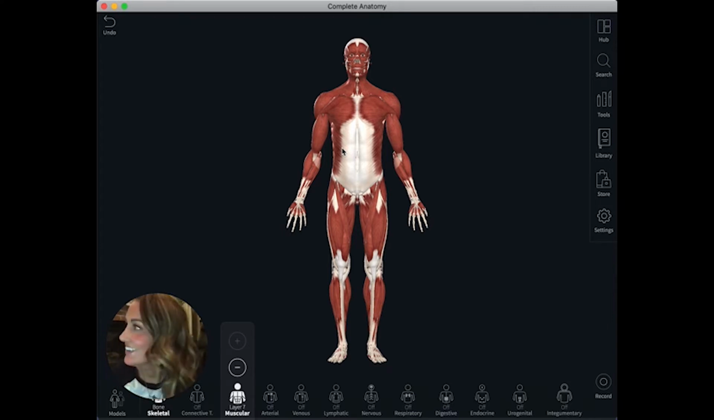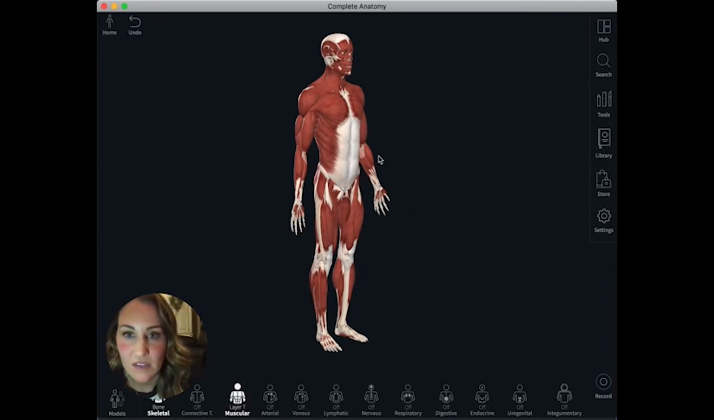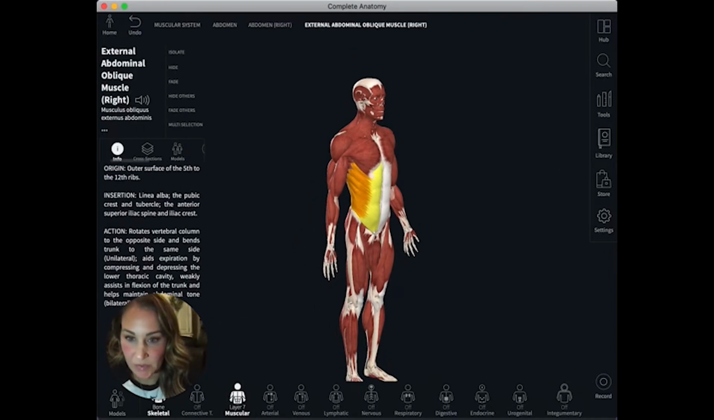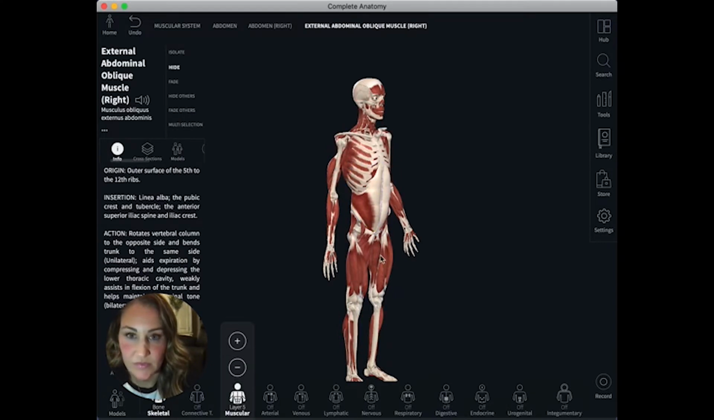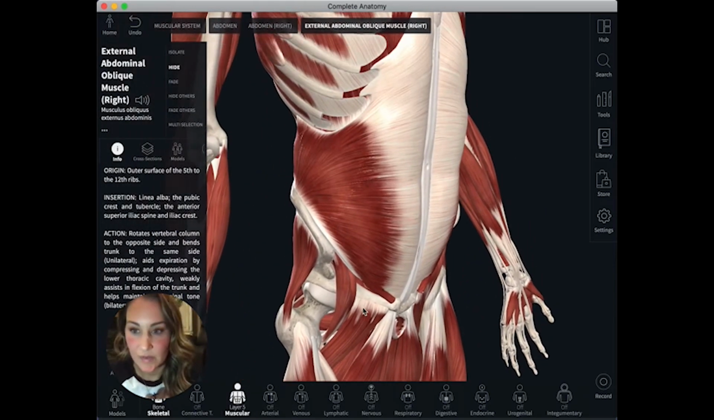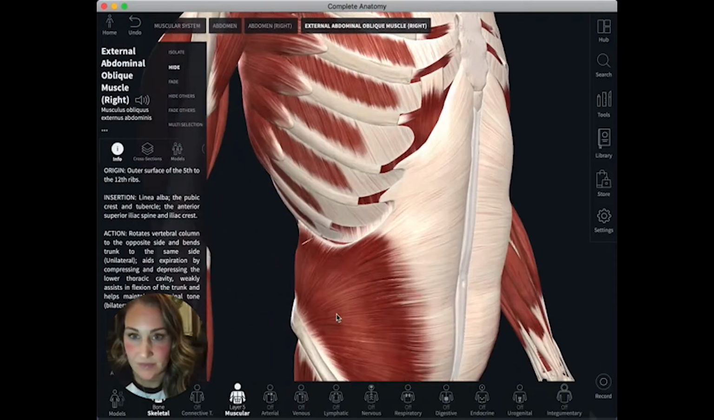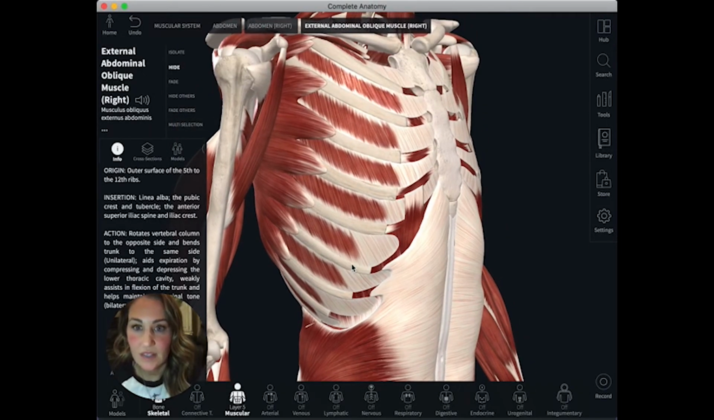So, the external intercostals are, let me remove some of these layers. Okay. So you can see the fiber direction of the external intercostals. They run downward, towards the middle. So they run from lateral to medial.